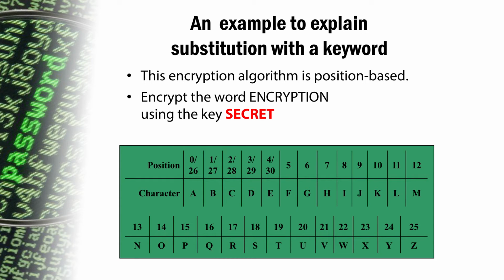In this example, you can see that each letter is a unique position number in the alphabet. For example, the position of letter F is 5. The ciphertext is determined by adding the position number of the key character by character to the plain text string. If the sum is less than 26, then the position number of the ciphertext is the sum. If the sum is greater than 26, then the position number of ciphertext is the sum subtracting 26. Here we will encrypt the word encryption using the key secret.